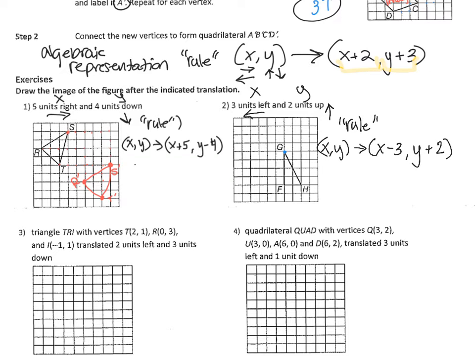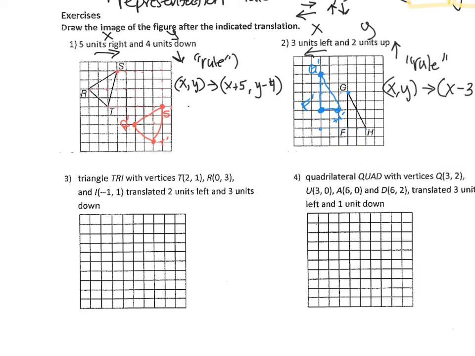And again, you can go point by point, moving your figure. So starting at G, I'm going to go 1, 2, 3, and up 2. So that's G with a little hash mark, prime. F, 1, 2, 3, and up 2. That's F prime. And H, 1, 2, 3, and up 2. So that's H prime. Connect them all at the end. And there you go. You did it.